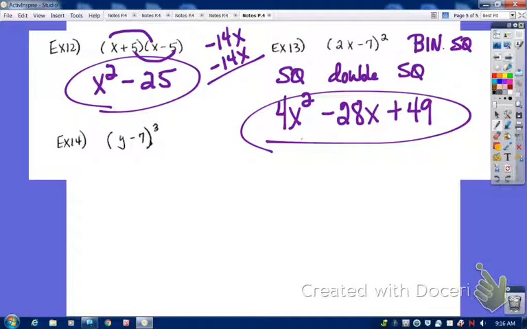All right, you try one. Let's do 3x plus 5 binomial squared. Square, double, square. I'll give you a couple minutes to think about it.